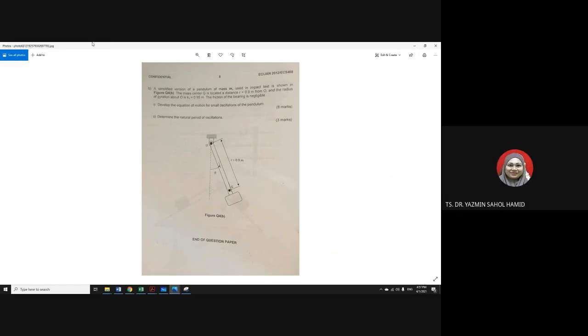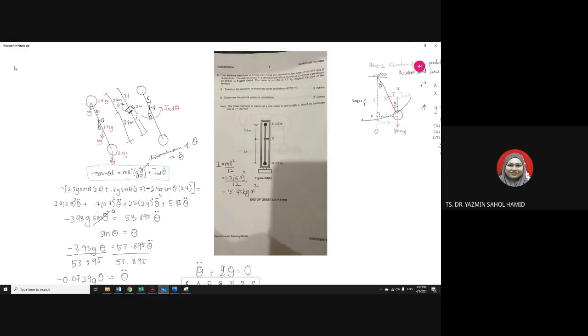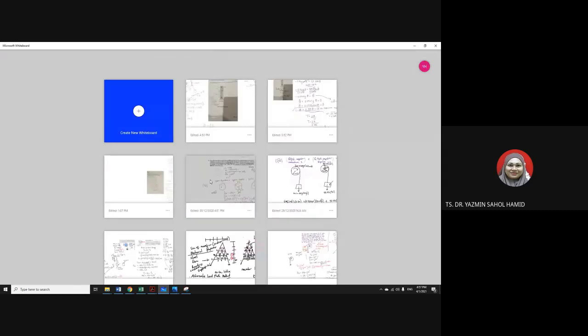Sekarang ni saya nak tambah dua benda, dua soalan kalau you all tak keberatan. Saya nak tambah soalan final. Okay. Boleh tak? Soalan final topik sebelum ni. Boleh, boleh. Kejap. Saya back. Di sini.